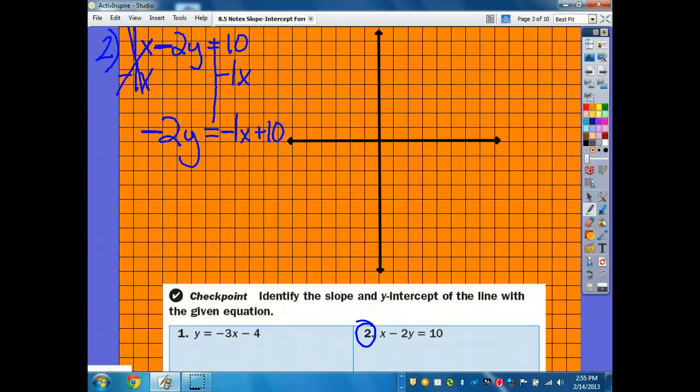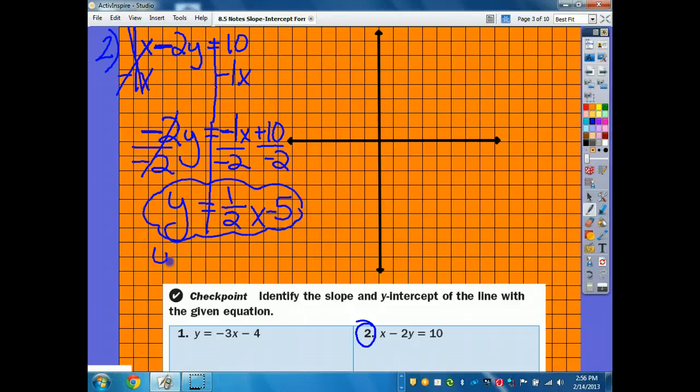And the final step, I do what? Divide by negative 2. So now I have y equals, right, because a negative 1 over a negative 2 gives me a positive 1/2 x, and then minus 5. Now list your y-intercept, you guys are on fire, and your slope equals 1/2. Alrighty, let's graph it.